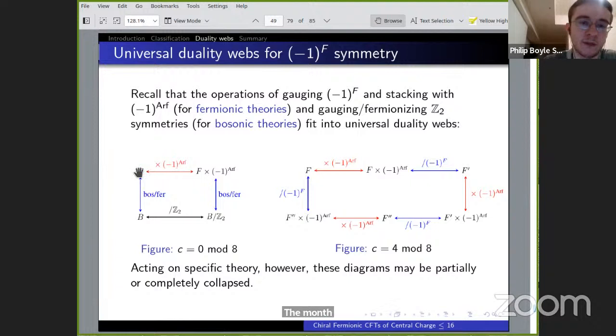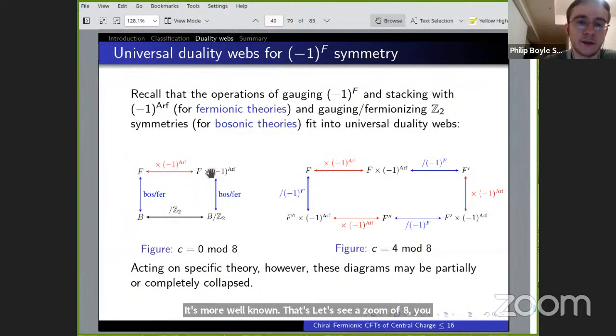It's more well known that when c is 0 mod 8, you have the following structure. You can stack your fermionic theory with ARF, and you can take its bosonization and gauge Z2, and doing so is related to the first thing by bosonization slash fermionization. So these are the universal things that we expect to see whenever you do stuff involving fermion parity, gauging, stacking, or other Z2 symmetries.